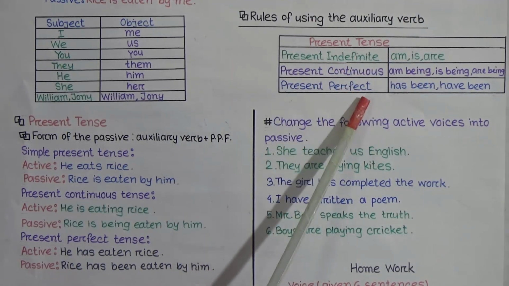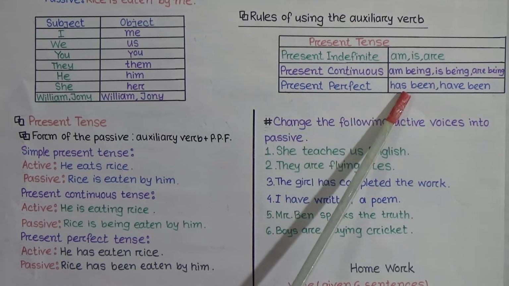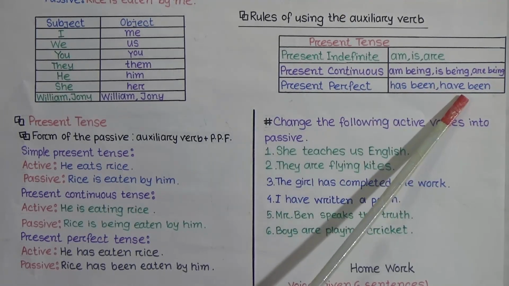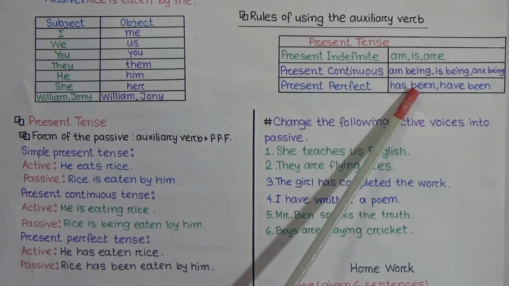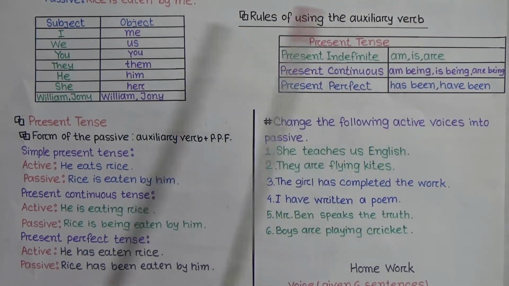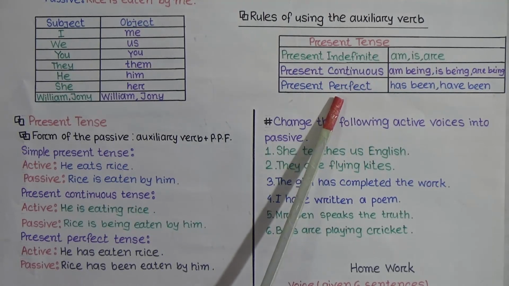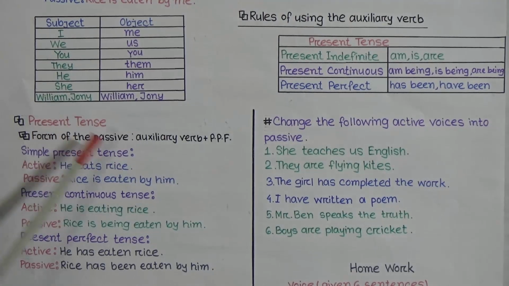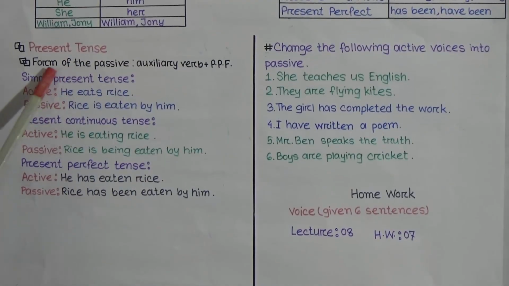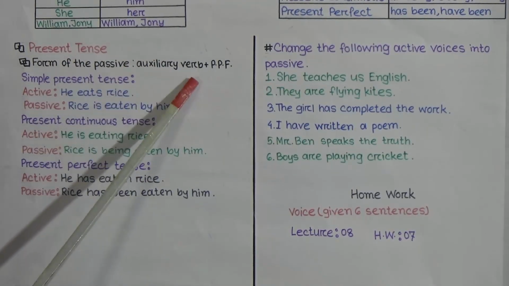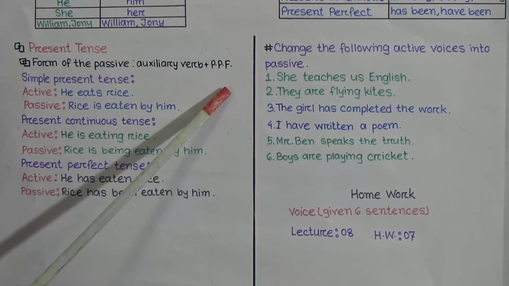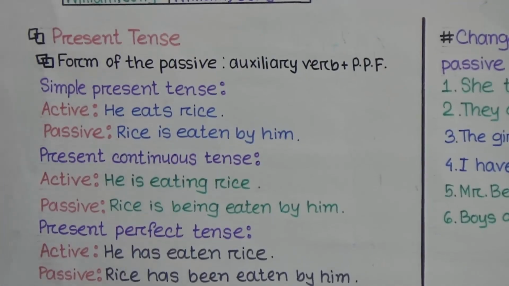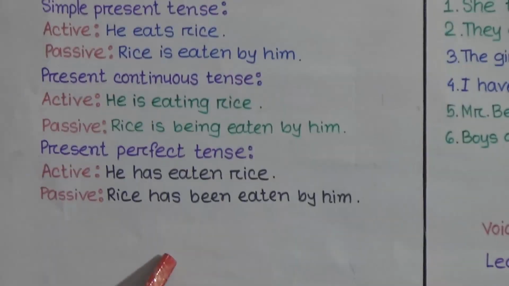And last, present perfect tense. For present perfect tense, we can use has been, have been as the auxiliary verb. We have to use has been, have been if the sentence is in present perfect tense. Now students, we will practice the present tense of voice. The passive form is the auxiliary verb plus the past participle form of the main verb. We'll learn some sentences based on present indefinite tense.